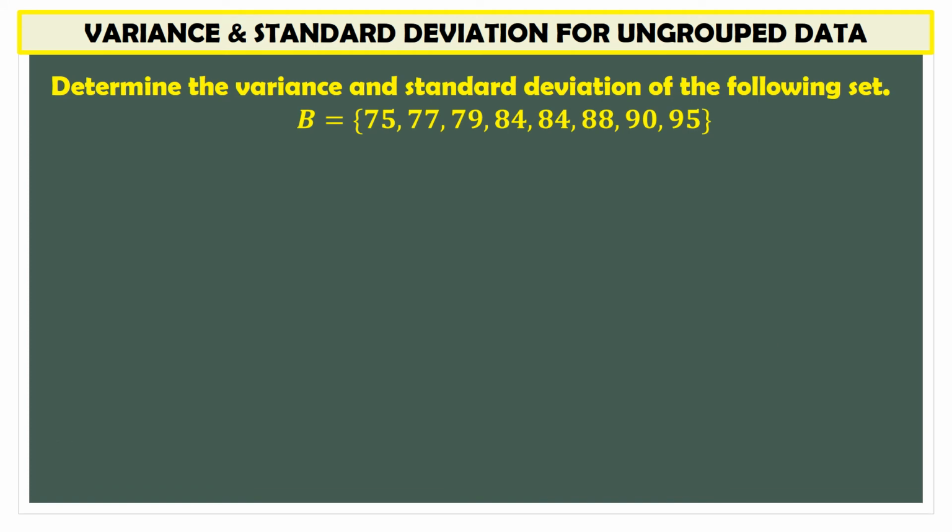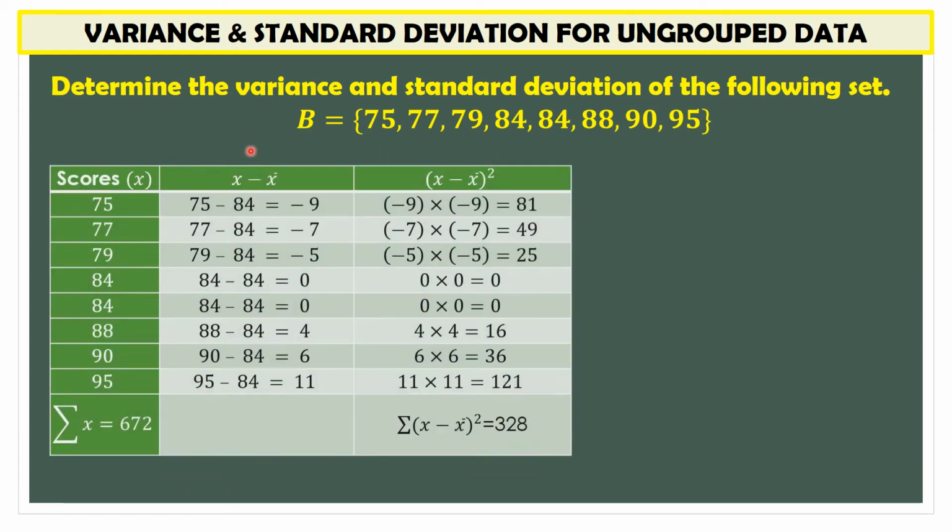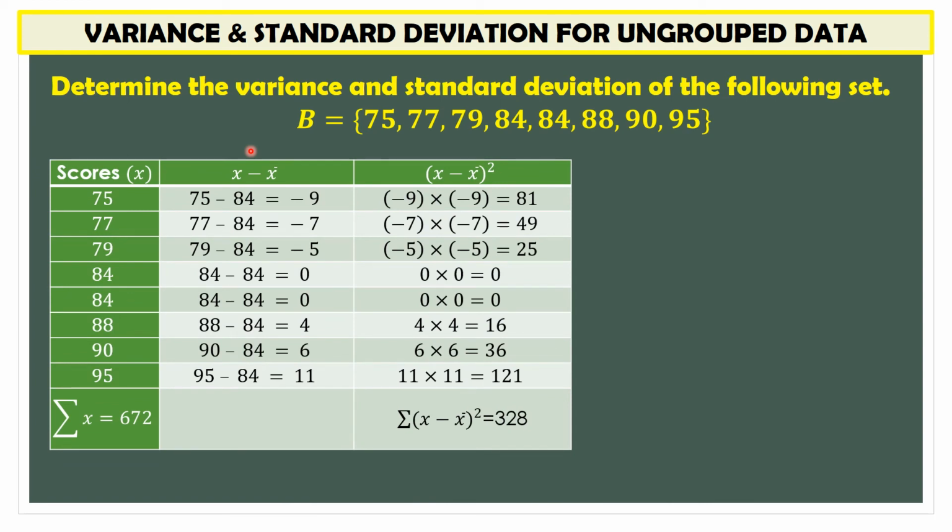Now, example. Determine the variance and standard deviation of the following set. So we have that given set. Okay, so we are going to construct a table like this. The scores on the first column and then x minus x bar. So, this is the mean. We already got it last time. The mean here is 84.